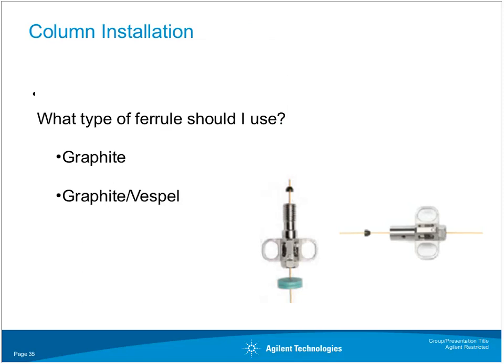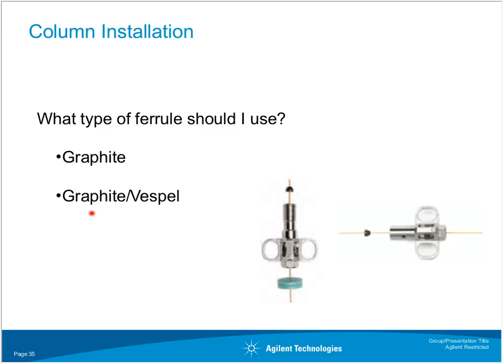With that, we have two different types of ferrules. We have 100% graphite, and we have the graphite Vespel ferrules. 100% graphite are more forgiving. They're softer. So if you're new to GC, sometimes I would recommend 100% graphite ferrules. They also don't necessarily swell and shrink upon heating. With graphite Vespel ferrules, these are a little bit less problematic. They can't flake into the column and things like that when you install it.